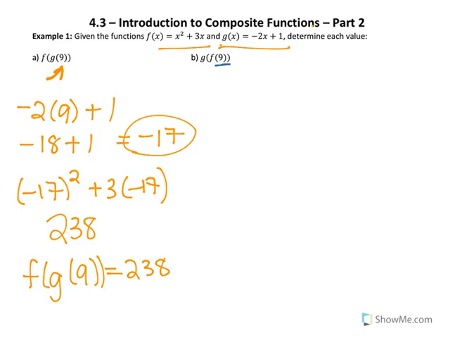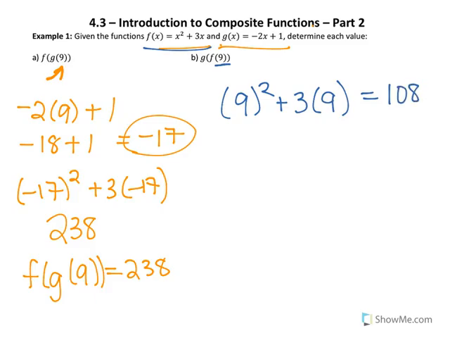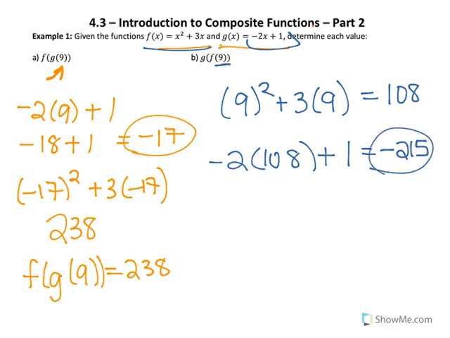Okay, g of f of 9. So we're going to plug 9 into our original equation. So we have 9 squared plus 3 times 9, which is 81 plus 27, so 108. And now we're going to plug 108 into our other equation. So we have negative 2 times 108 plus 1, which will give us negative 215. So g of f of 9 is negative 215.